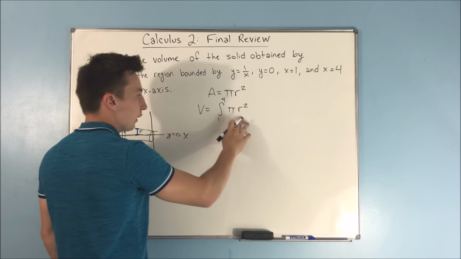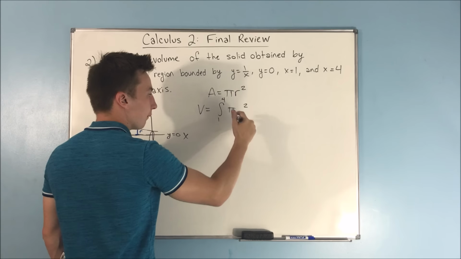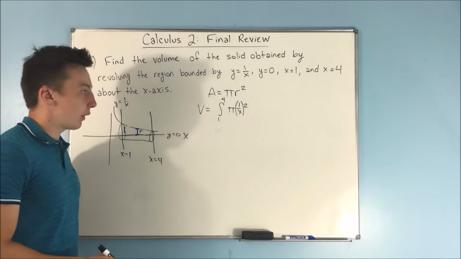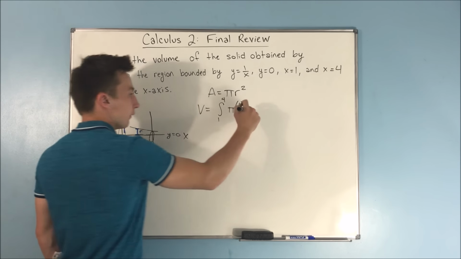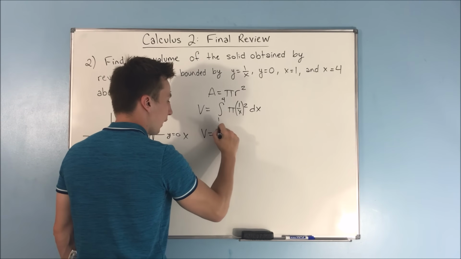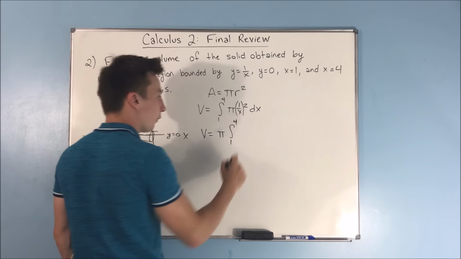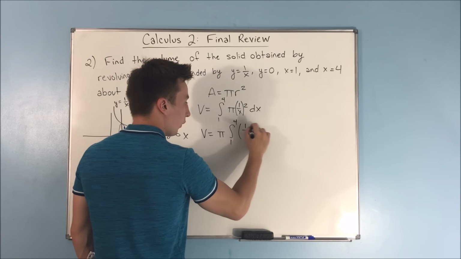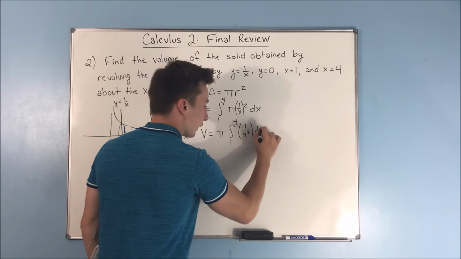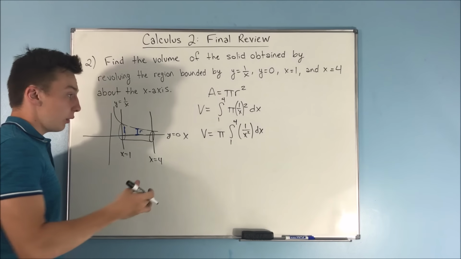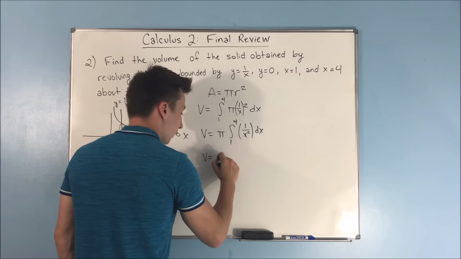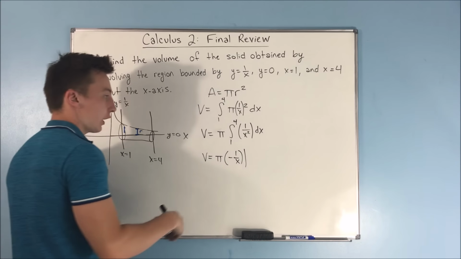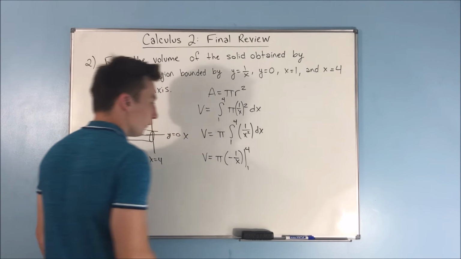So what we're going to do now is replace this r with 1 over x, and that's going to be getting squared. So we can pull this pi out, and of course we're going to have a dx on the end here. We pull this pi out, and then we have the integral from 1 to 4 of 1 over x squared dx. Now when you integrate 1 over x squared, what you get is negative 1 over x, and that will be evaluated from 1 to 4.